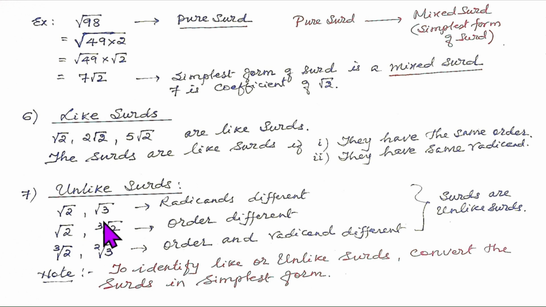Root 2 and cube root of 2: the orders are different. Here the order is 2, here the order is 3. Here both the radicands and orders are different, and therefore they are unlike surds.